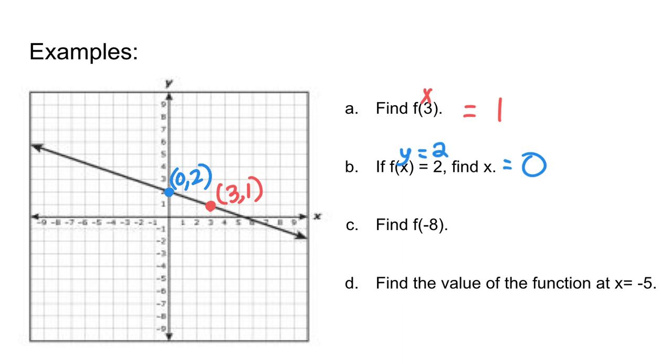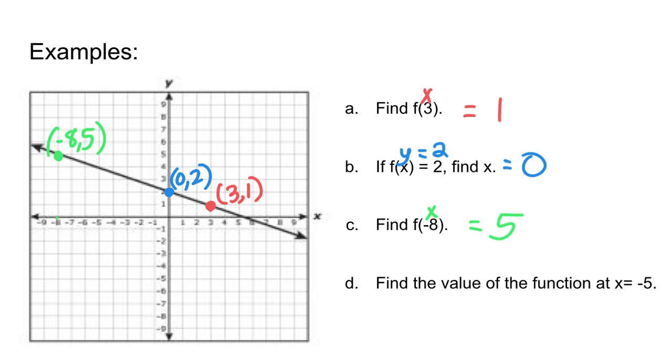Next one asks for f at negative 8. We know that if it's in the parentheses, it's an x. So I'm going to go across my x to negative 8. My graph exists up here at negative 8, 5. So the value of my function at negative 8 is 5.